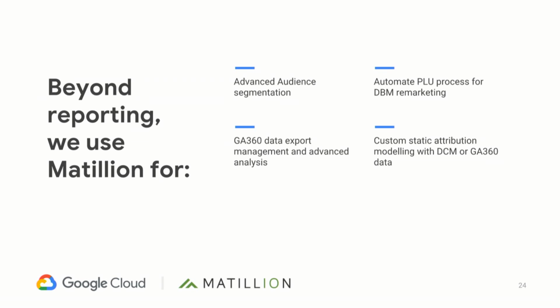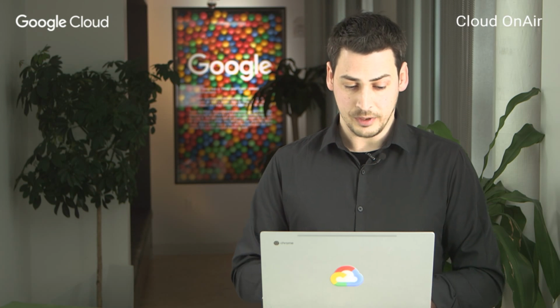And specifically, if you're using DBM for remarketing, then the PLU process, which takes those audiences from BigQuery and puts them into DBM, can be automated through Matillion, which is a huge time saver, because that's currently a manual process if you're not using something like Matillion.